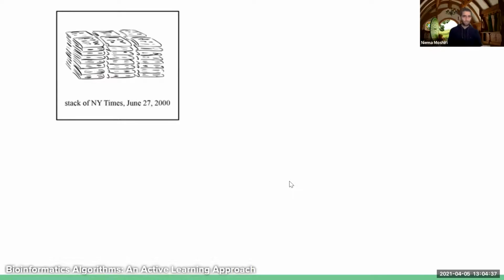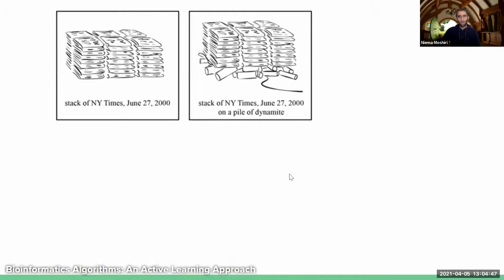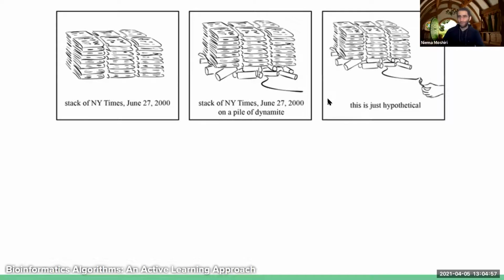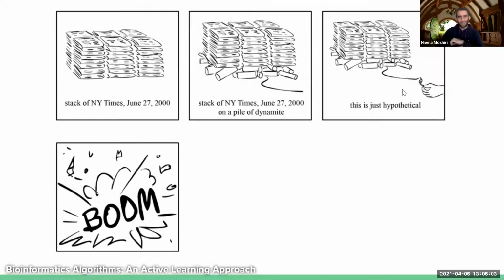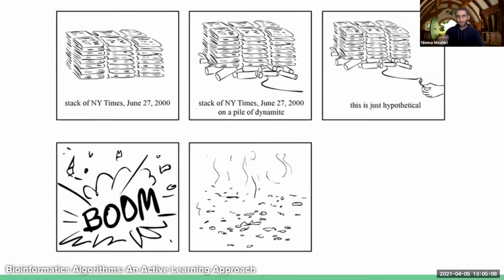I'm going to start this with an analogy. Imagine that I have a bunch of newspapers from the New York Times on June 27th, 2000. So I have a big stack of the exact same newspaper. And then, maybe I like living my life dangerously, so I put a bunch of dynamite under that stack of newspapers and light the fuse. This is, of course, completely hypothetical, so please don't do this at home. And then kapow, all of the newspapers blow up, and what's left are these tiny little fragments of a bunch of copies of the exact same newspaper.